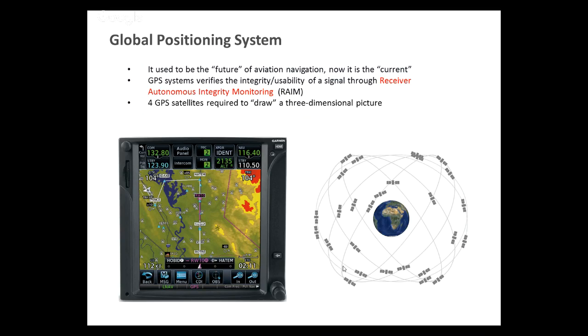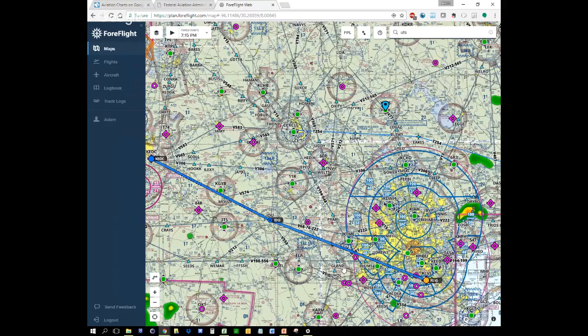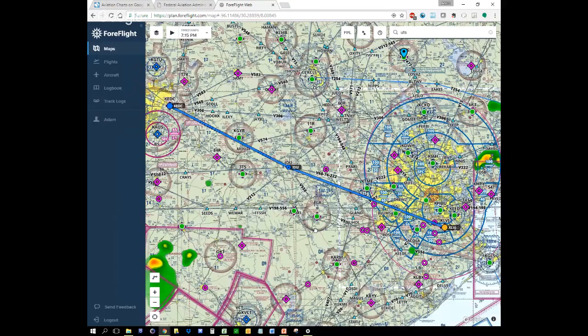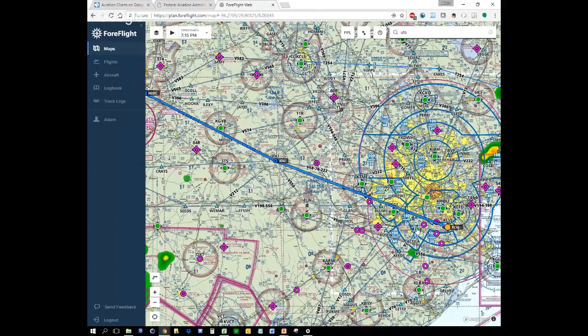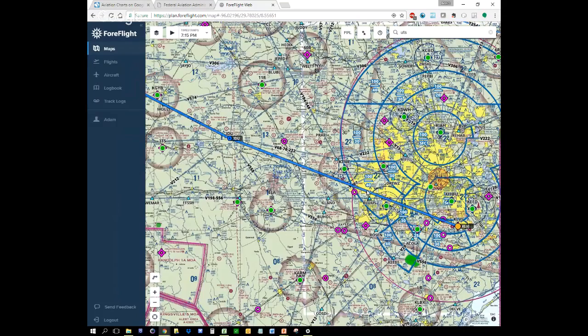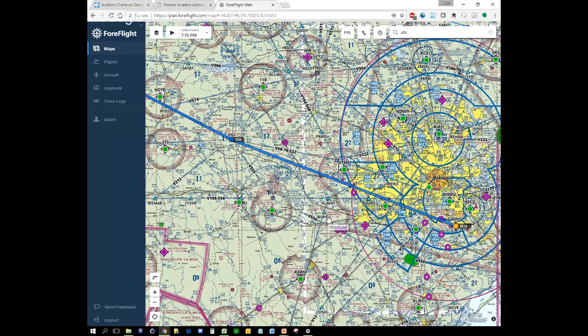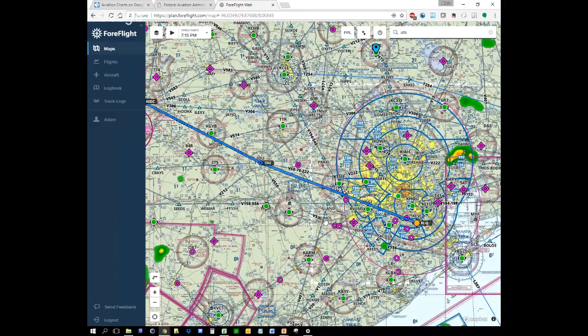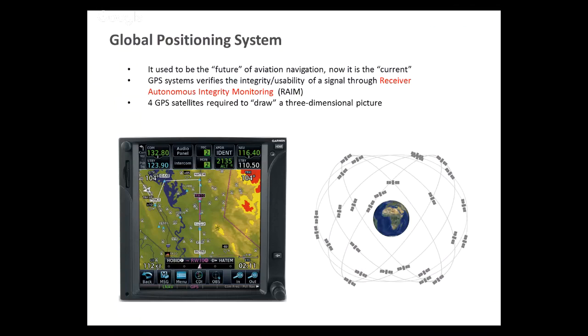And if you're using ForeFlight, it looks like this. You'll be flying along, and your little miniature airplane will be somewhere on this course line, and you'll just be making your way up to the next waypoint. But every now and again, it is fun to utilize the old technology and make sure that you still know how to use it, and realize that it can get you places just as well as the newer technology.